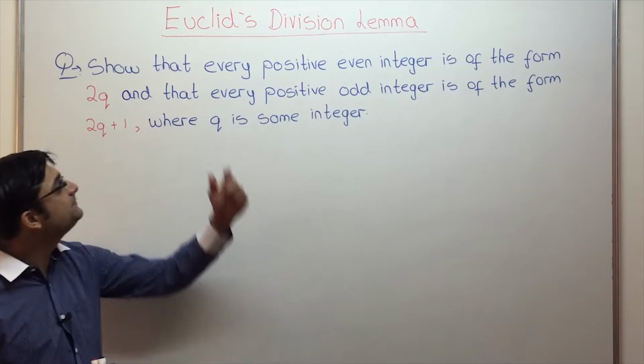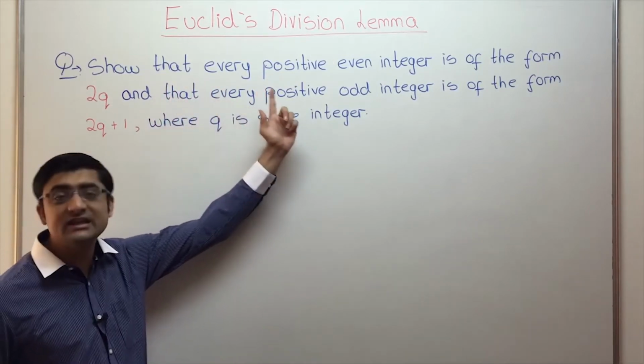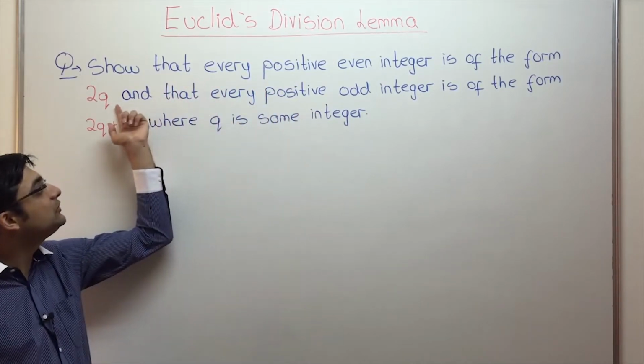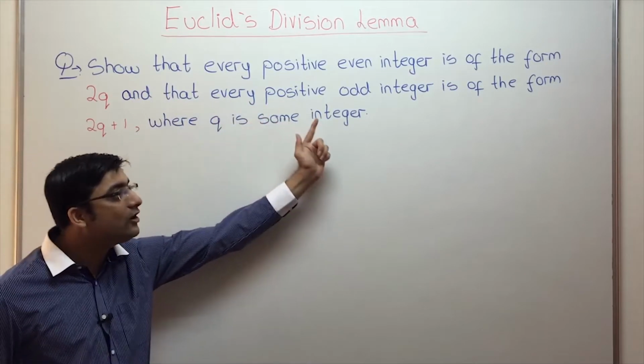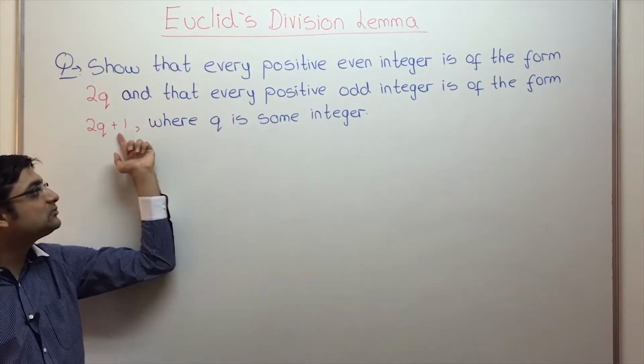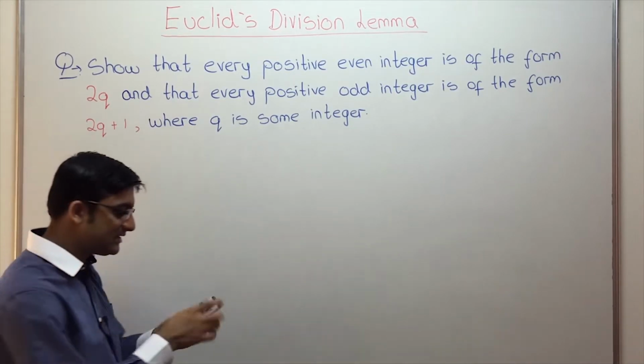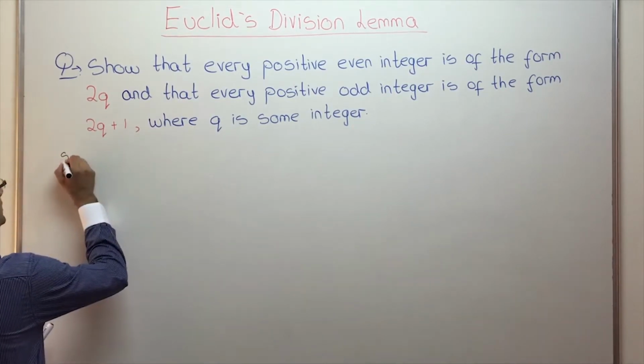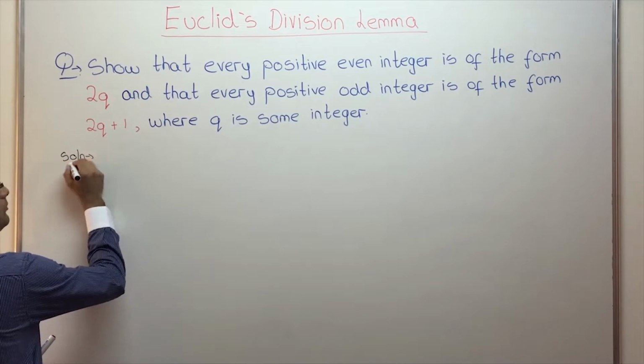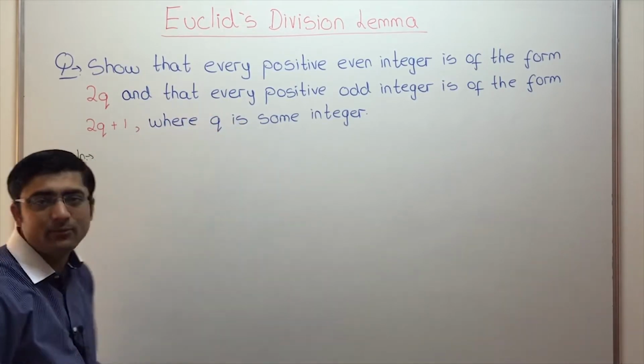So let me take an example. Show that every positive even integer is of the form 2q and that every positive odd integer is of the form 2q plus 1 where q is some integer, right? So how do you solve such type of questions? Here we have to show every positive even integer and every positive odd integer.